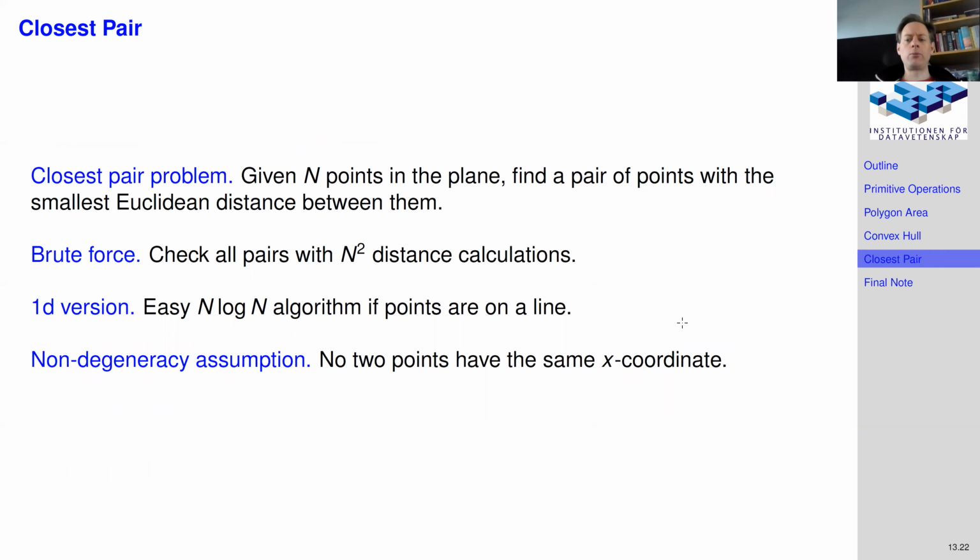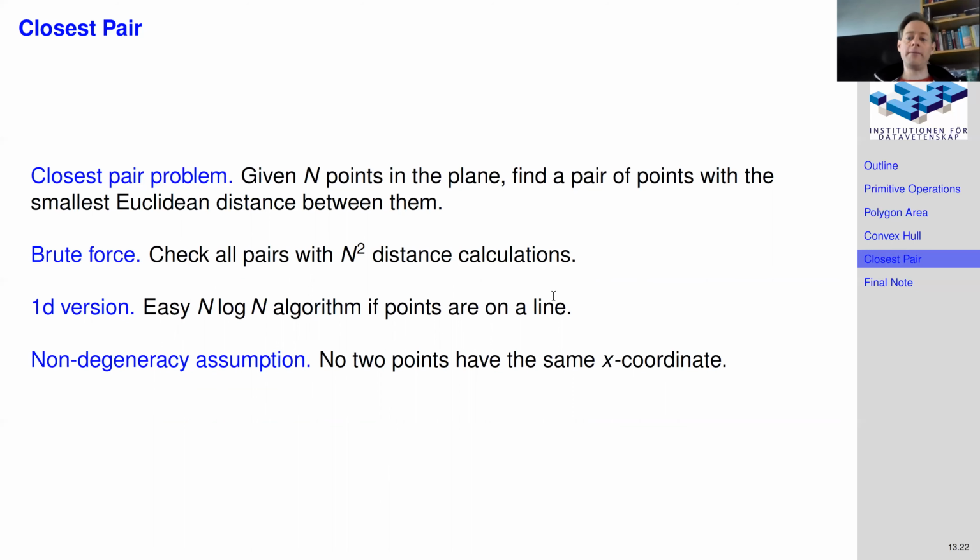So the final thing that we will be discussing is the problem called the closest pair problem. Here, what we're interested in is, given n points in the plane, find a pair of points with the smallest Euclidean distance between them. It's trivial to see that we can do this using a brute force approach, comparing every pair of points and then choosing the smallest one of those. And this, of course, is clearly n squared.